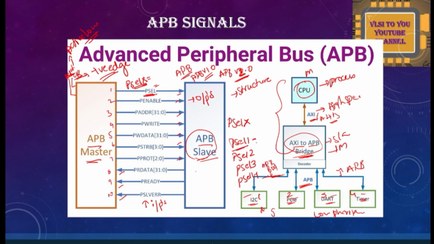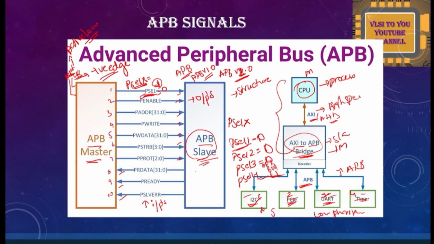If PSELECT1 is high, then the first slave is selected. If PSELECT2 is high, then the second slave is selected. Similarly, if PSELECT3 is high, then the third slave is selected. If PSELECT4 is high, the fourth slave is selected. In this way, whichever slave's select is high, that particular slave is selected. If there is only one slave, then PSELECT equal to 1 means the slave is selected, and PSELECT equal to 0 means no slave is selected. So this is how the selection of the slave is done using PSELECT.